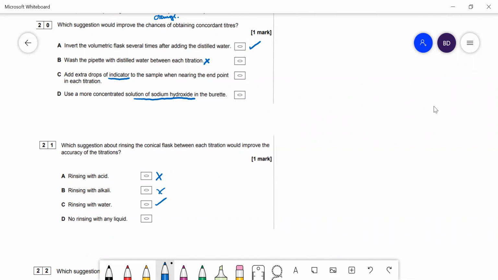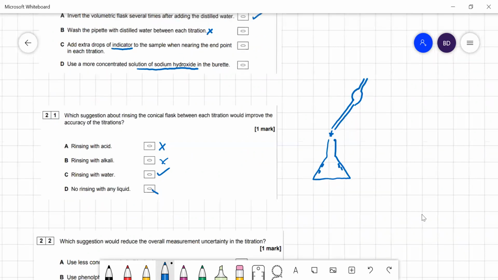Rinsing with water is fine, because it doesn't matter if you leave a little bit of water left in there, because you've got a wet conical flask. That's fine, because you put in there with the pipette exactly 25 centimeters cubed of acid, so you know the number of moles of acid you're adding every time. So C is the best one. Not rinsing wouldn't be good, because you'd have some acid or alkali left over in the conical flask from the last experiment.